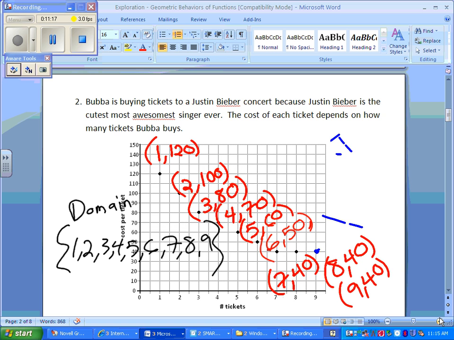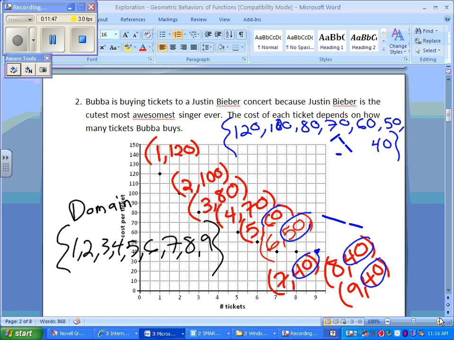All right. Number 11 asks what is the range? So the range is asking for the y's. So next to number 11, just list all your y's. 120, comma, 100, comma, 80, 70, 60, 50, and what's that? 100. It's just all these numbers.